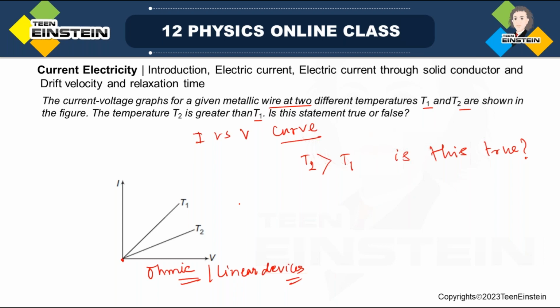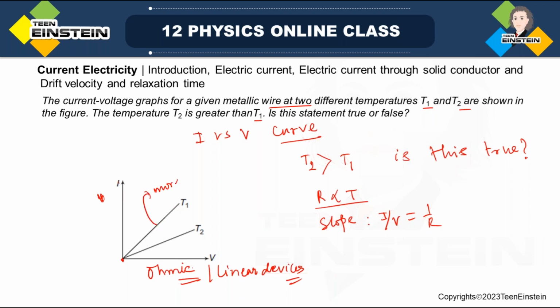Is this true? You have to see here. I know that resistance has a direct relationship with temperature. Now, if we get the slope, the slope generally gives resistance in a V versus I curve, but in this I versus V curve the slope is I over V, that means 1 by R.